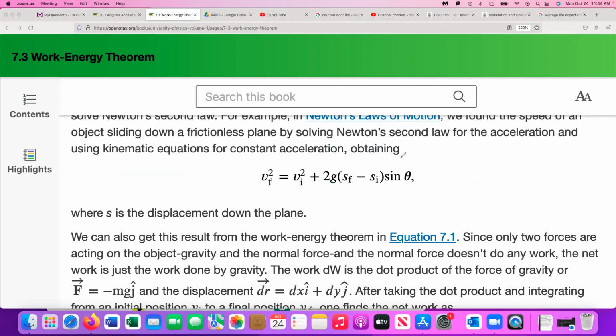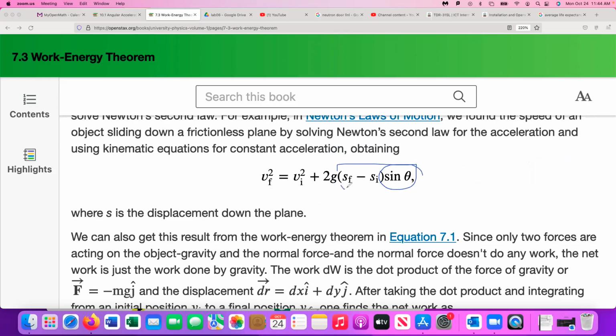This is actually a kinematic equation. This is the last kinematic equation: final velocity squared equals initial velocity squared plus 2 times the acceleration times the change in distance. Now, in this case, we're looking at the change in distance in the y direction. So that's why we have the sine of theta on there. That gives us the change in the y direction, right?